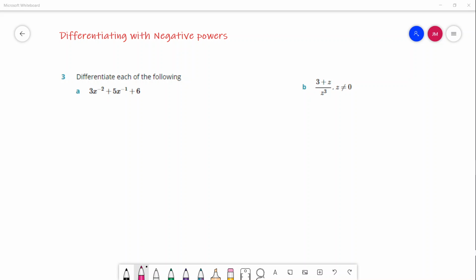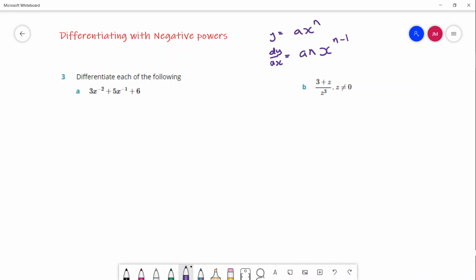Welcome back. This lesson we're going to be looking at differentiating with negative powers. And the good news is that the formula or the rule that we use stays the same. So if we have any function where we have a coefficient with an x term and a power of n, then the derivative is equal to the coefficient times that original power multiplied by x with a power dropped down by 1.